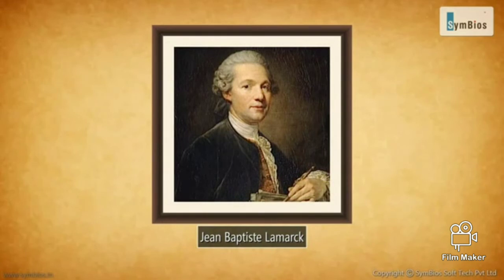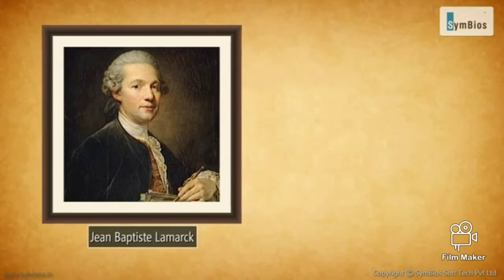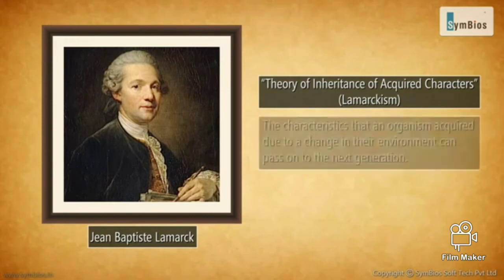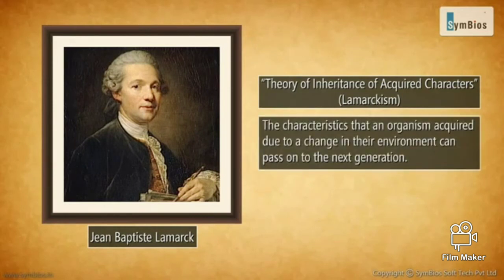Jean-Baptiste Lamarck proposed the theory of inheritance of acquired characteristics. This theory is also known as Lamarckism. According to this theory, the characteristics that an organism acquired due to a change in their environment can pass on to the next generation.